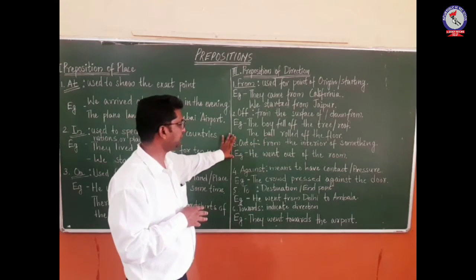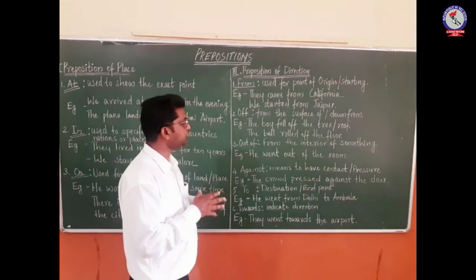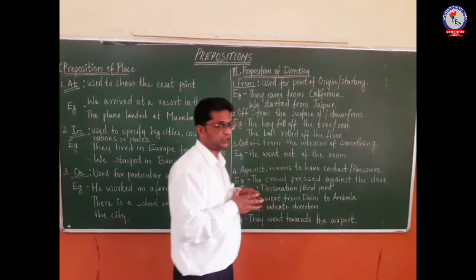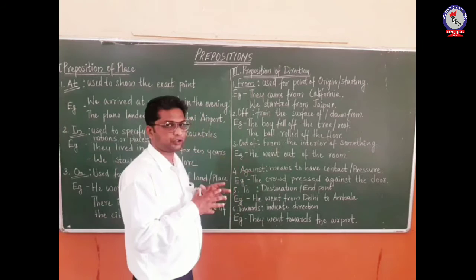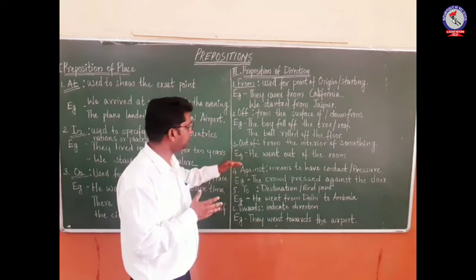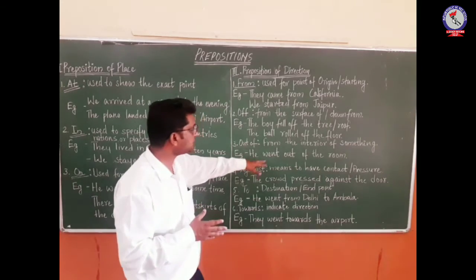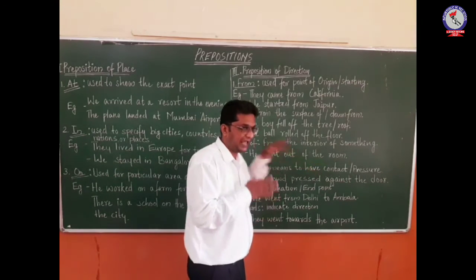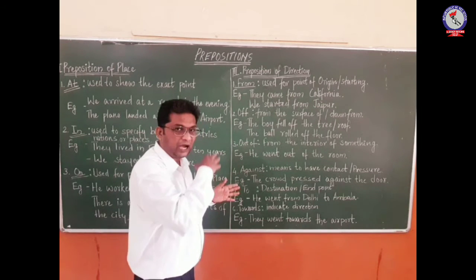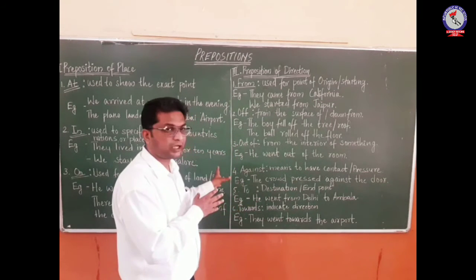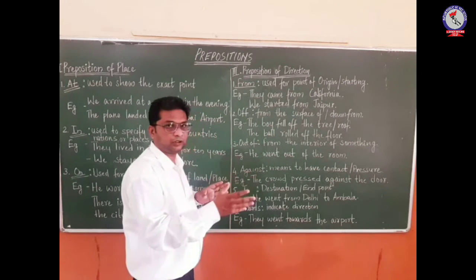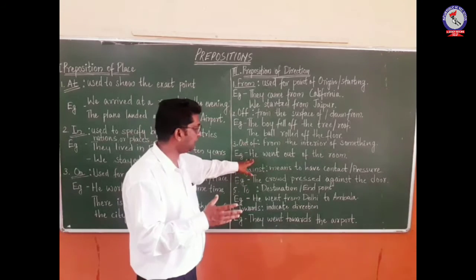See the third one, out of. It is used to show the action from the interior of something. It shows the action that happens from the interior. See one best example. He went out of the room. The action is carried out from the room to the outside. So from interior to exterior, from inner to external, this action is carried out.